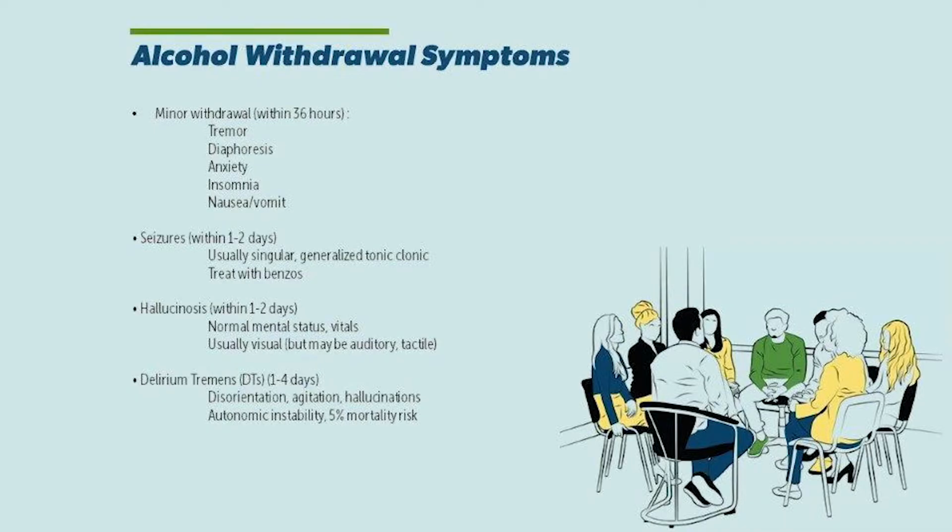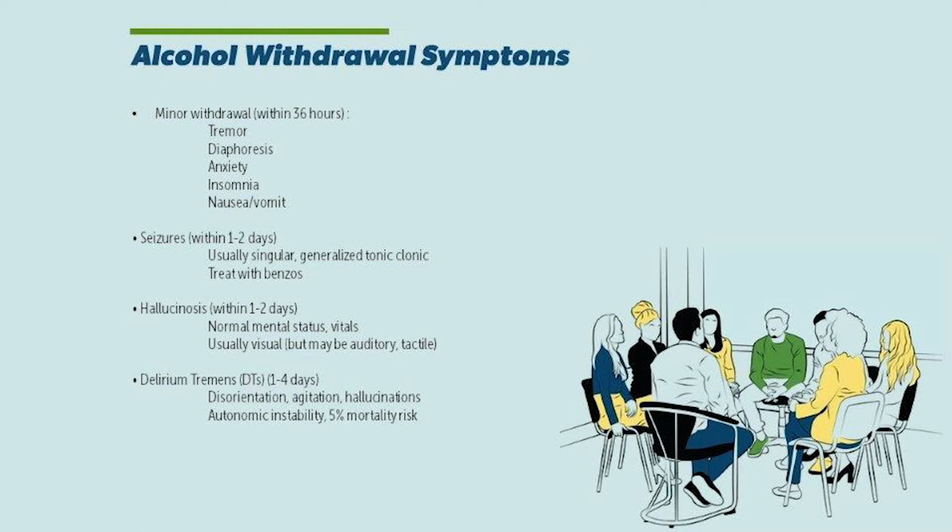So some of the symptoms there would be tremors, feeling anxious, difficulty sleeping, insomnia, and certainly nausea and vomiting are very common as well. Seizures may occur within 1 to 2 days. Again, another thing that typically could lead someone into an emergency room, maybe not knowing what's happening or not connecting that to their alcohol use. And usually that's treated with benzodiazepines in the hospital.